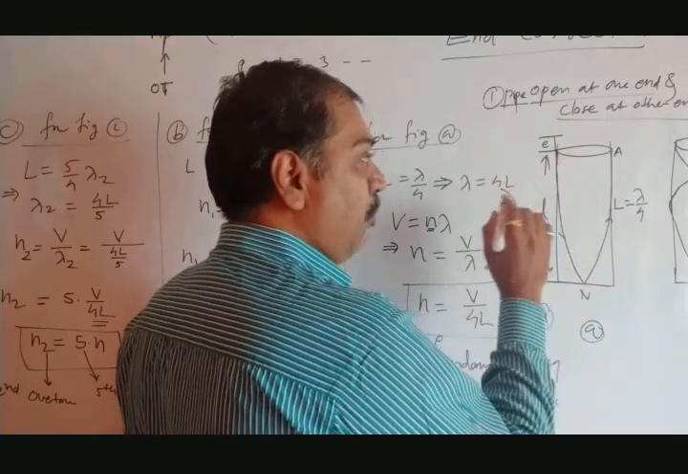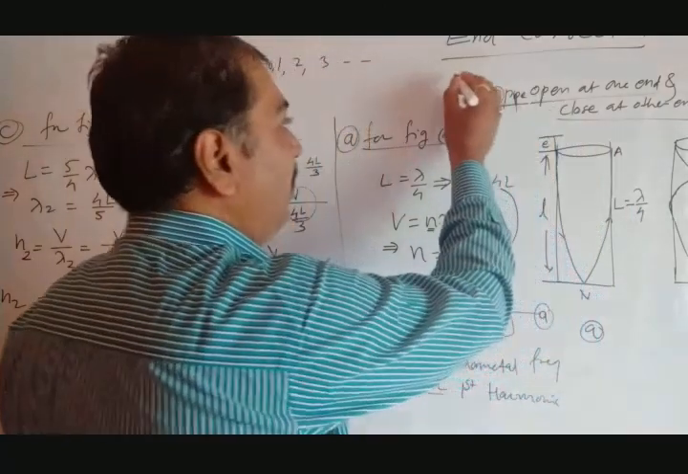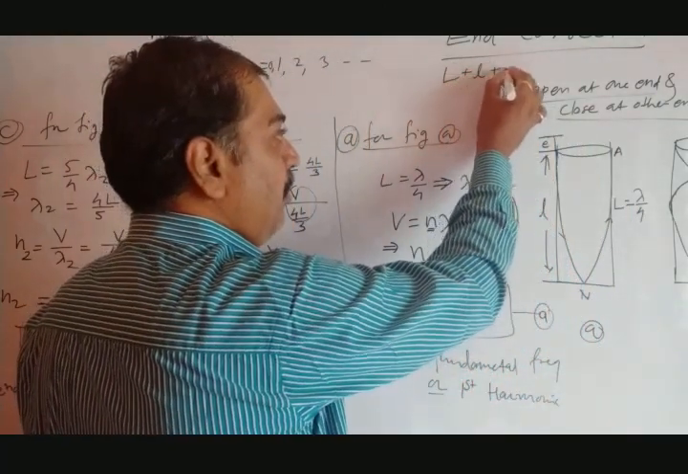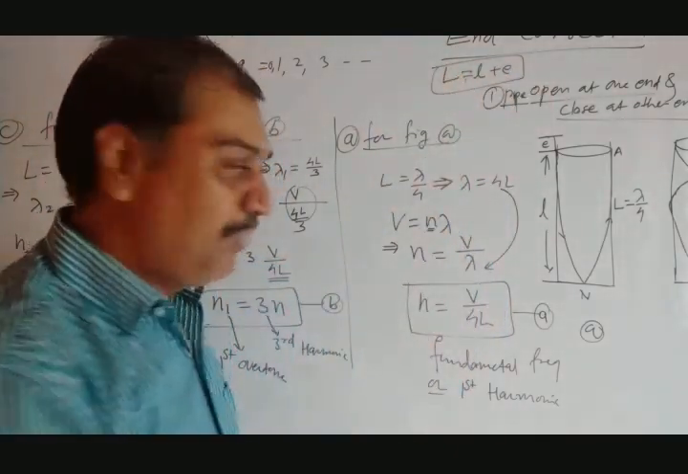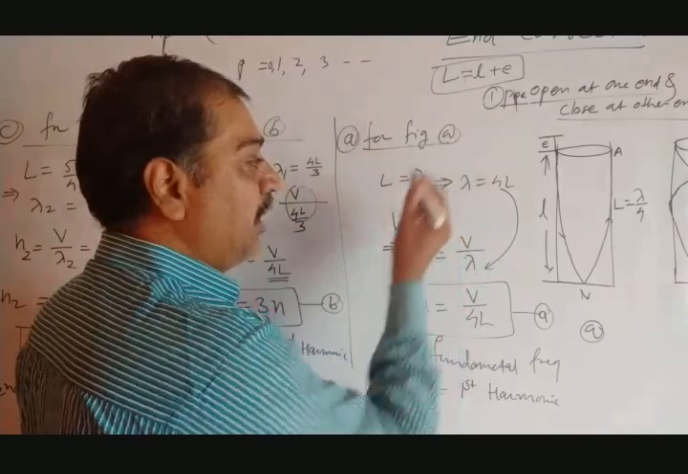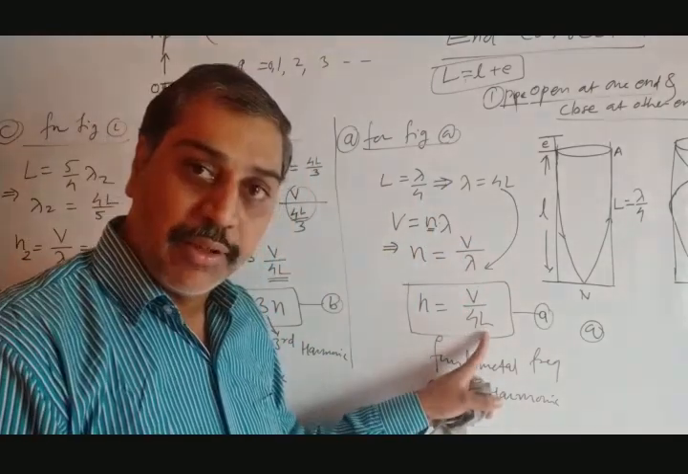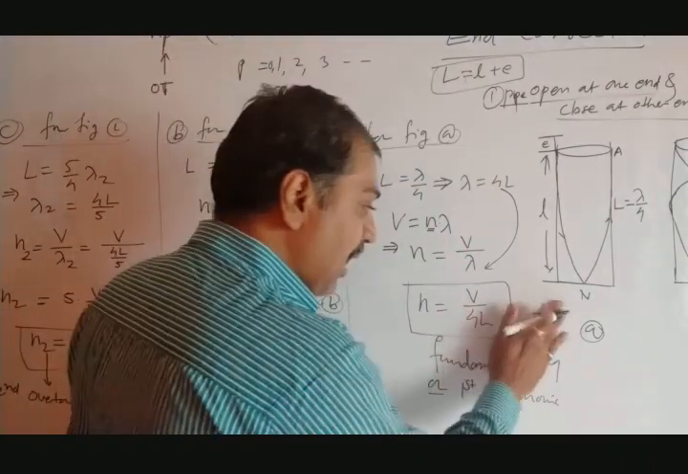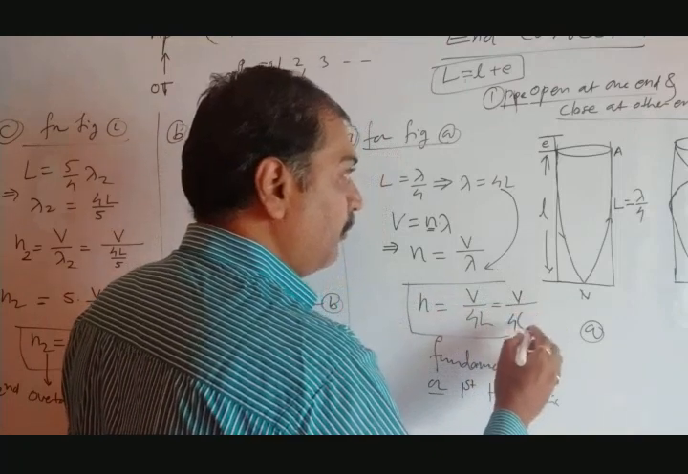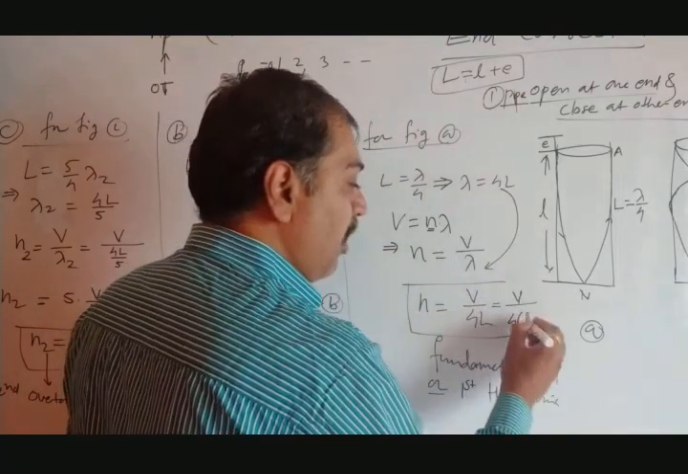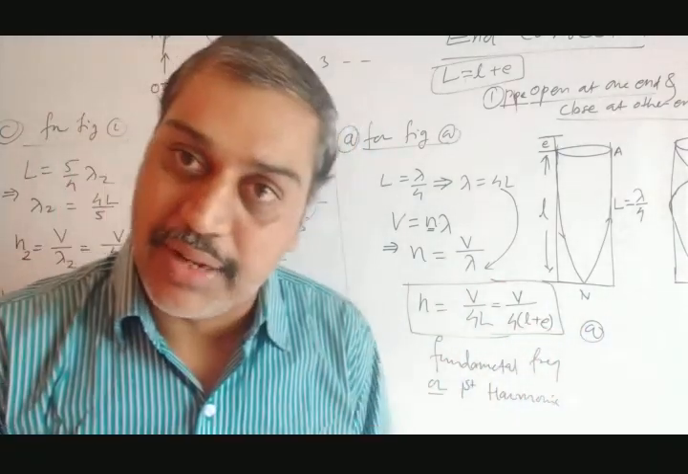So what is the total L in this case? I will write here. Total L equal to small l plus E. You can put this value here. So in this equation, you can modify this. You can write it like this: equal to V divided by 4, and capital L means small l plus E. That's it. This is the modification in fundamental frequency.